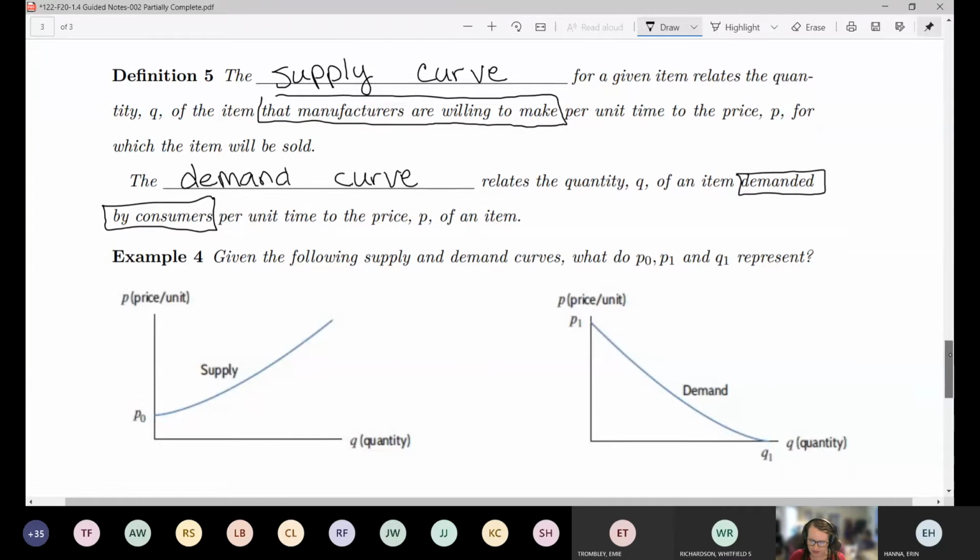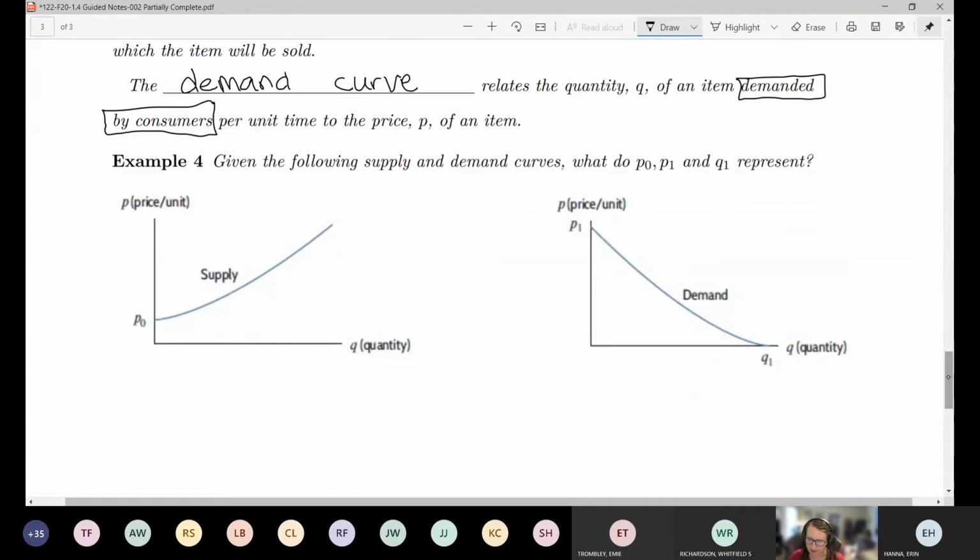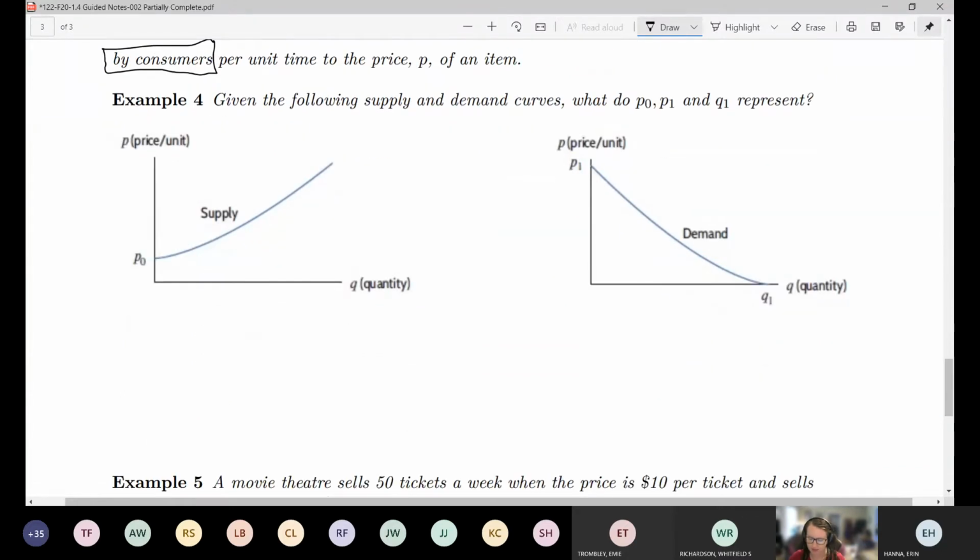So let's look at this thing right here. Given the following supply and demand curves, what do P sub 0, P1, and Q1 represent? Now we do need to be slightly careful of which axis is which, and they kind of flip-flop depending on which problem you're looking at. Sometimes price is going to be the X, sometimes price is going to be the Y. But in this case, we have quantity being our horizontal value and price being our vertical value here.